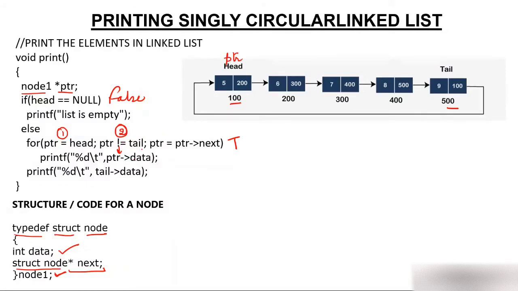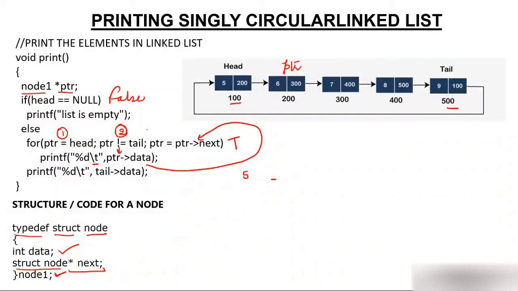I'll print ptr data. What is ptr data? 5. So I'll print 5. There is a tab. After printing, there is a tab. So tab will give the space. Space will come. Again, I'll go and I'll increment ptr. ptr will have ptr next. What is ptr next? 200. So ptr will come to 200.